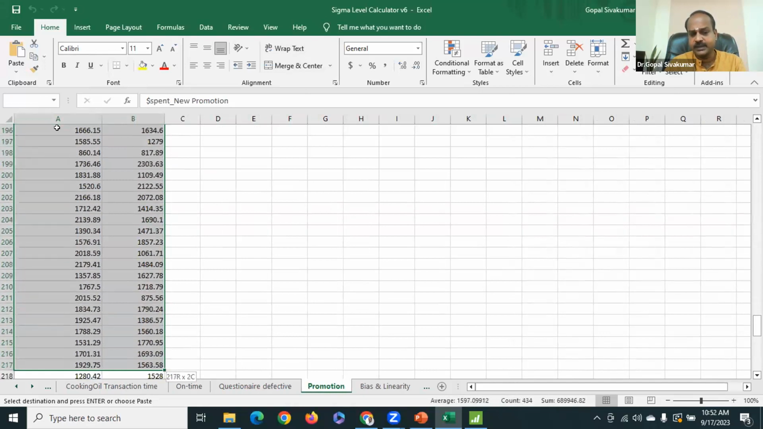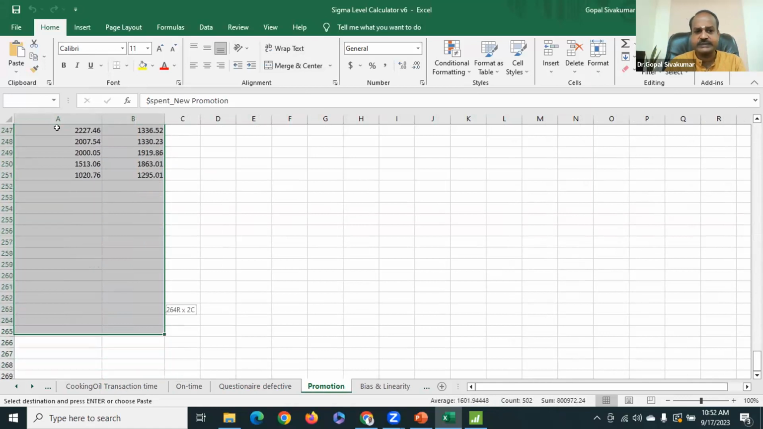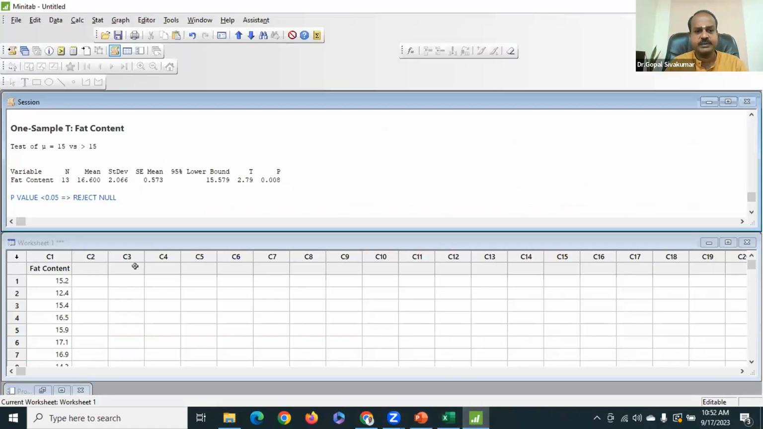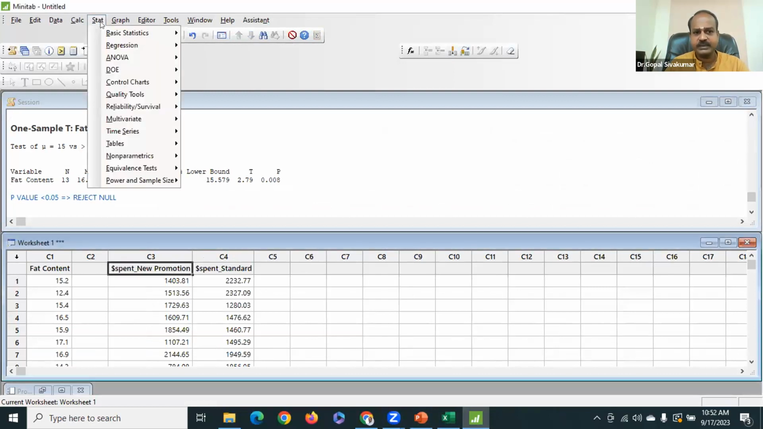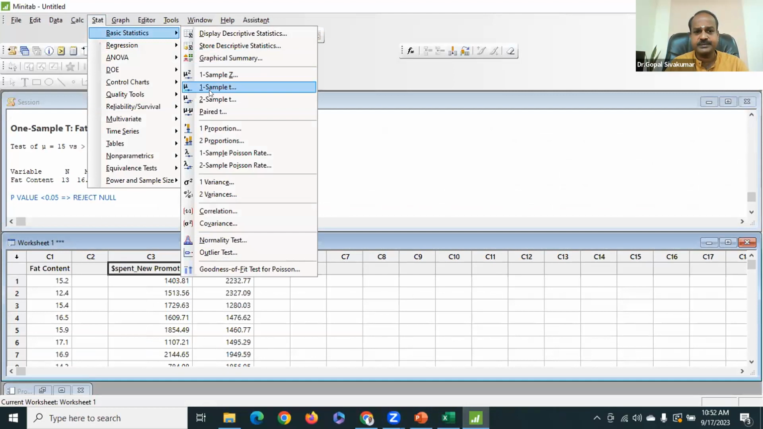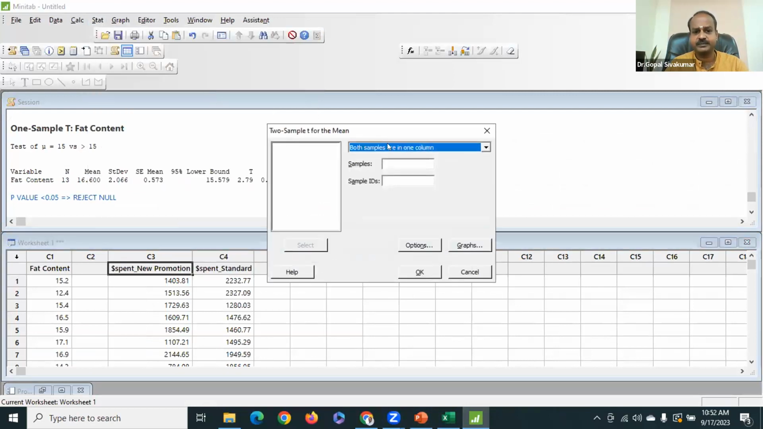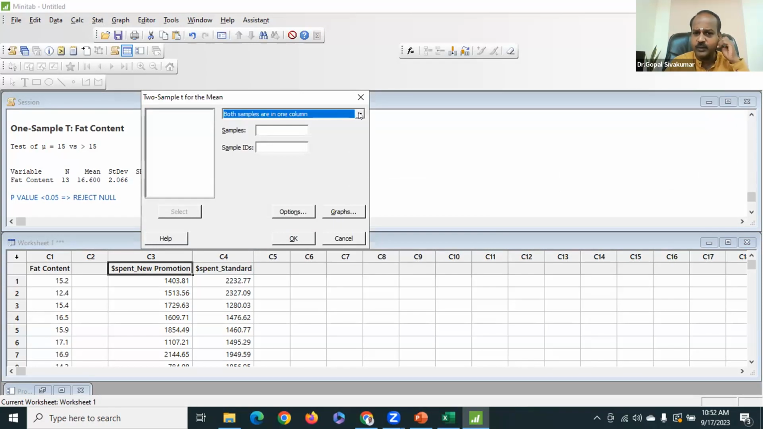See here, so much data they have collected. 250 samples each. Control C. Now you go to Minitab. Maybe somewhere you can paste here. Now, how to conduct? Stat, Basic Stat, 2-Sample t. Now, are both samples in one column? No, they are in different columns. So choose the second option.